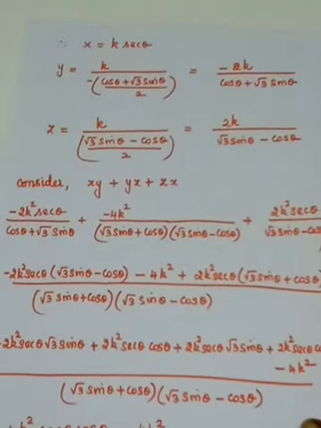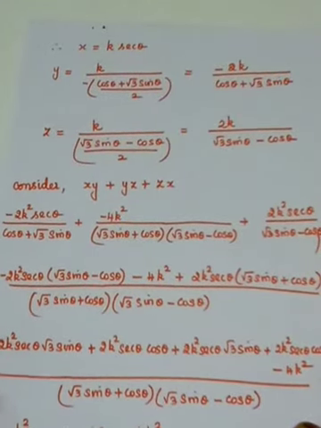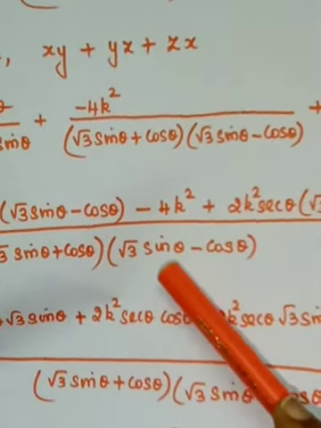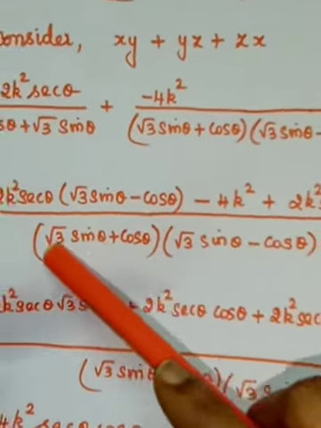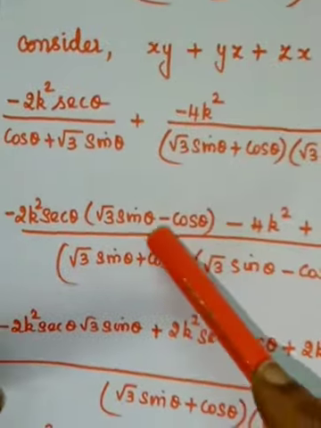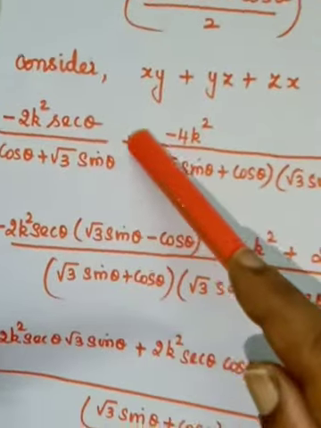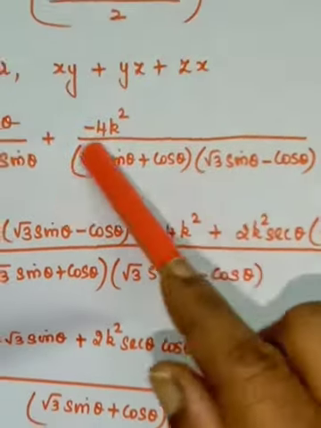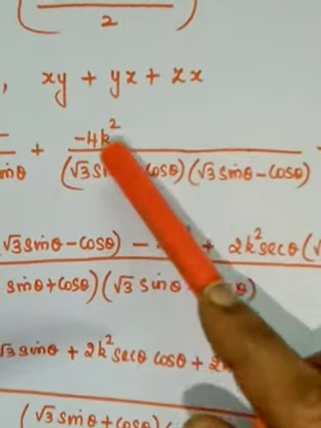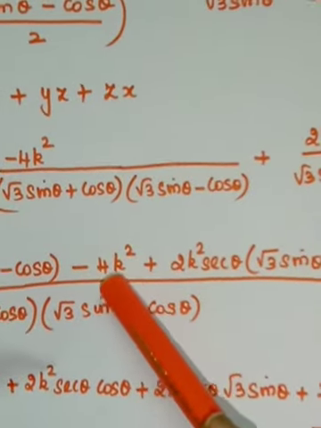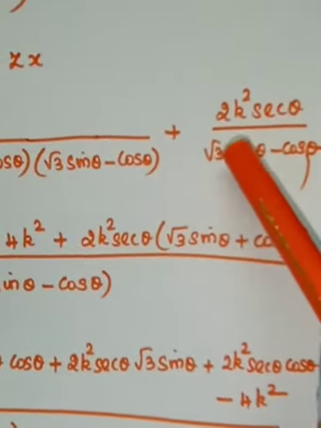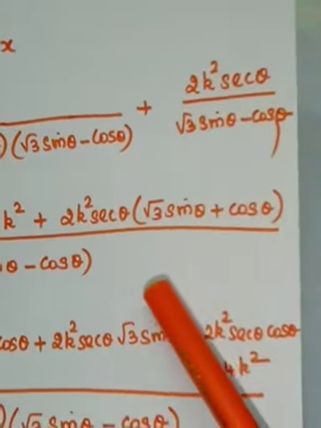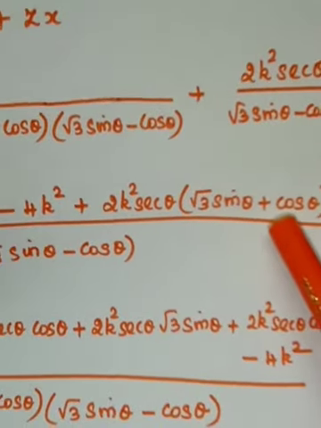So what is the LCM? It is root 3 sin theta plus cos theta into root 3 sin theta minus cos theta. So this is the LCM. Here you have this term alone, so the numerator has to be multiplied with root 3 sin theta minus cos theta. See here the LCM is given. So you have to add the numerator minus 4k squared. Come to here. Here you have root 3 sin theta minus cos theta, so the numerator has to be multiplied with root 3 sin theta plus cos theta.